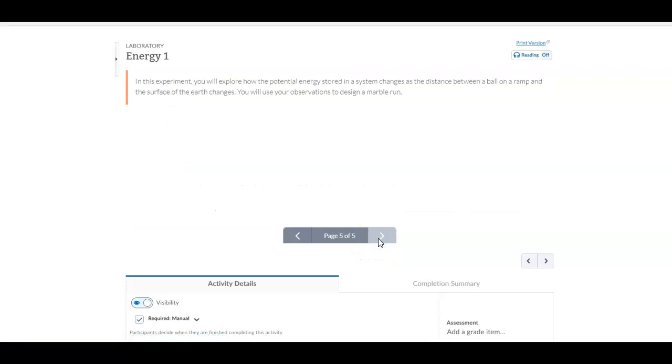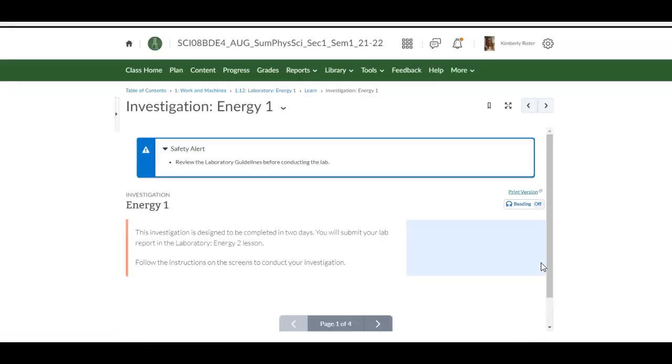So in the experiment, you're going to explore how the potential energy stored in a system changes as the distance between a ball on a ramp and the surface of the earth changes. And you will use your observations to design a marble run. So that's our background information. Now we're getting into the experiment part.